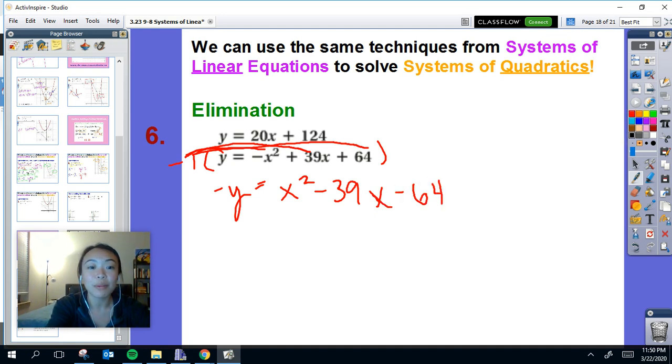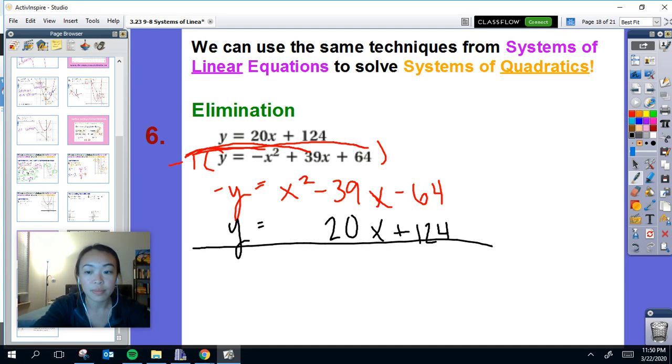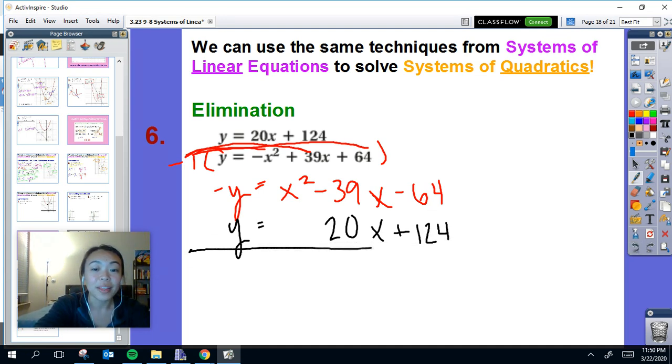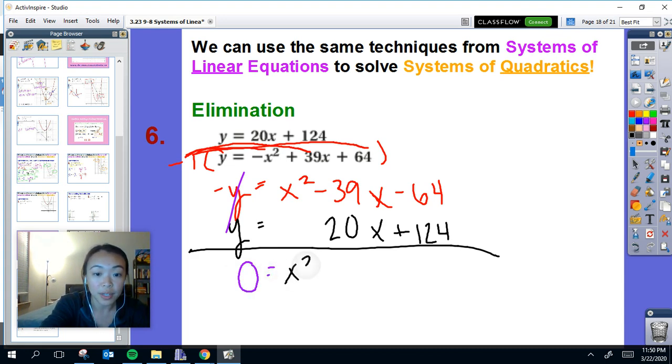I drop down the top equation. And I want to line them up. So I'm going to put the 20x here and the 120 underneath the 64. When I do that, what eliminates is the y. Perfect. And this is set to 0 now, which is what I wanted my goal to be in the first place. Drop down x squared. Negative 39 plus 20 is negative 19x. And then negative 64 plus 124 is 60.